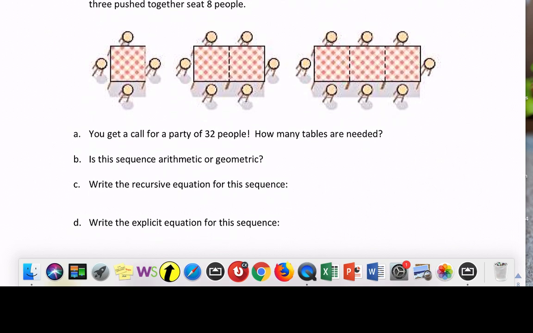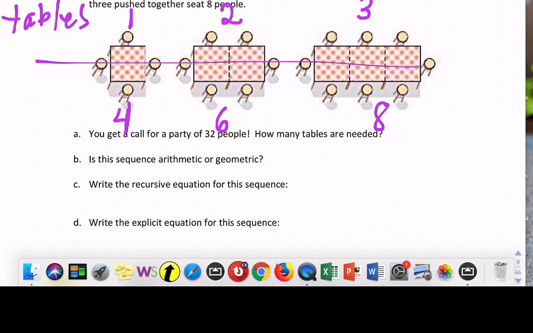So in class we would take time to solve this and answer the following questions. And right now I'll go over how I would look at this. So I would say, all right, for one table, there's 4 people. For 2 tables, there's 6 people. For 3 tables, there's 8 people, and so on. Okay, so here we have number of tables. So I'll just put tables. And if I'm making this into a table itself, this would be the number of seats.